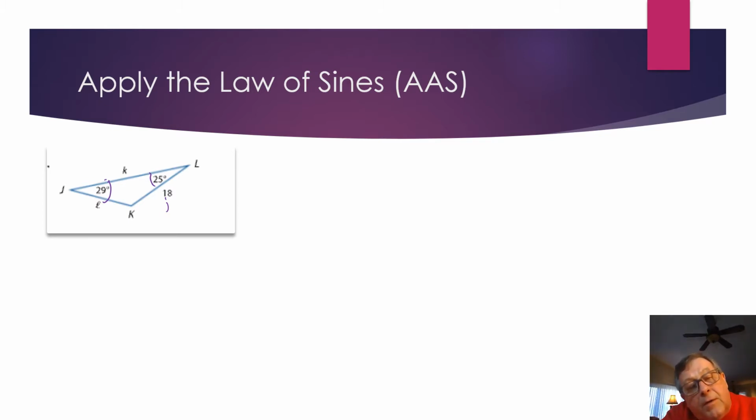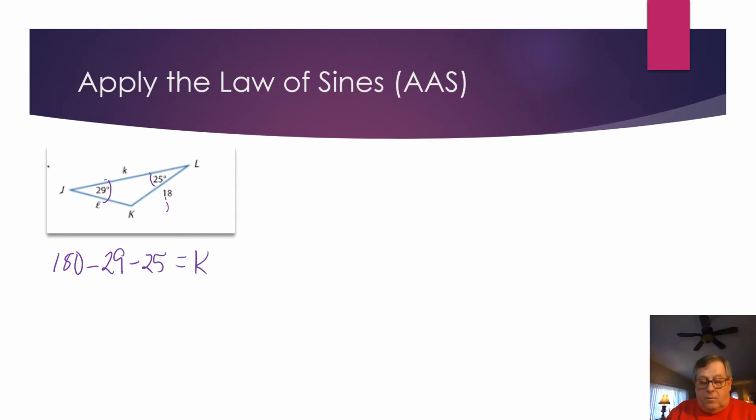I'm just going to say that we got 180, total number of degrees in a triangle, minus the 2 we know, 29, minus 25. That's going to equal angle K. So we're just going 180 minus 29 minus 25. And so angle K is going to be 126 degrees. And I'm going to hold that for just a moment.